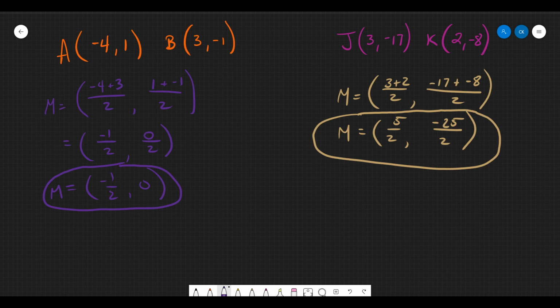So as we see my answers here, for the midpoint of A and B, we should have gotten a midpoint of negative 1/2, comma, 0. Again, negative 4 plus 3 gives us negative 1. I don't have to simplify it. Negative 1 plus negative 1 does give me 0, and 0 over 2 just simplifies to 0. On the other side, 3 plus 2 is 5. 5 over 2 doesn't simplify, so I leave it as 5 halves. And then negative 17 plus negative 8 is negative 17 minus 8, which is negative 25. Negative 25 over 2 does not simplify, so I leave it as negative 25 over 2.